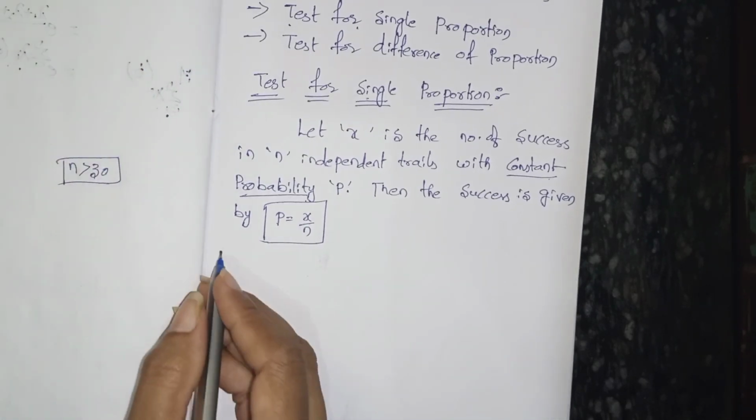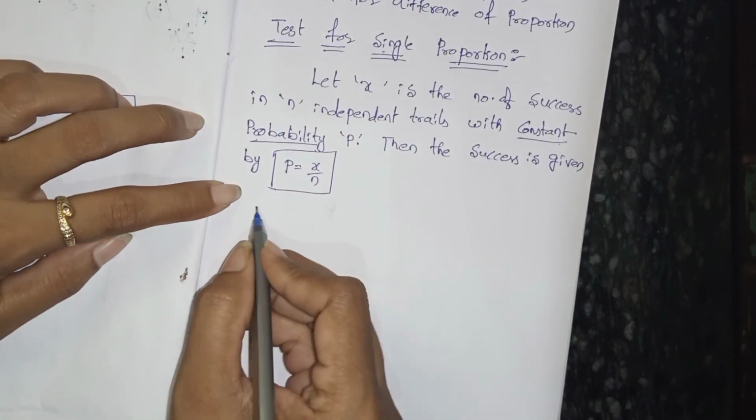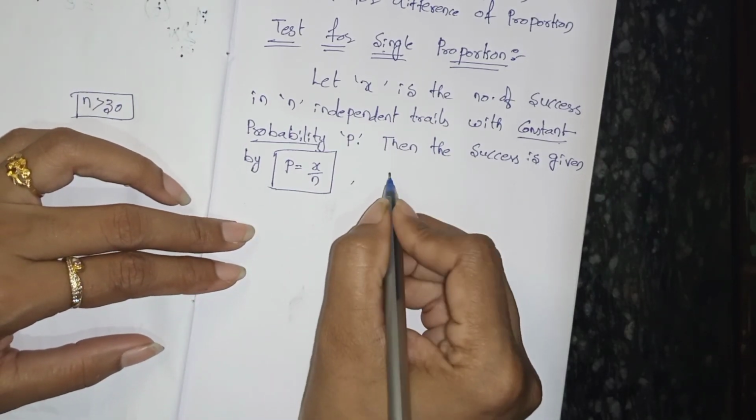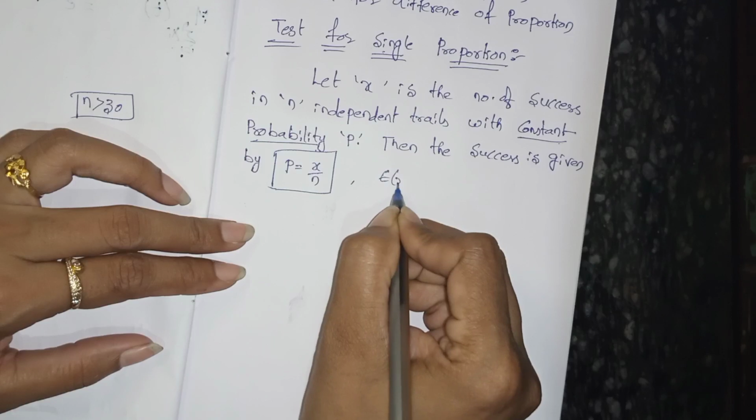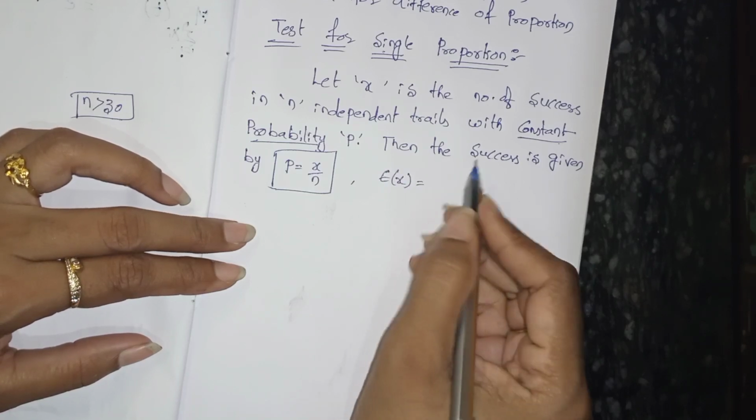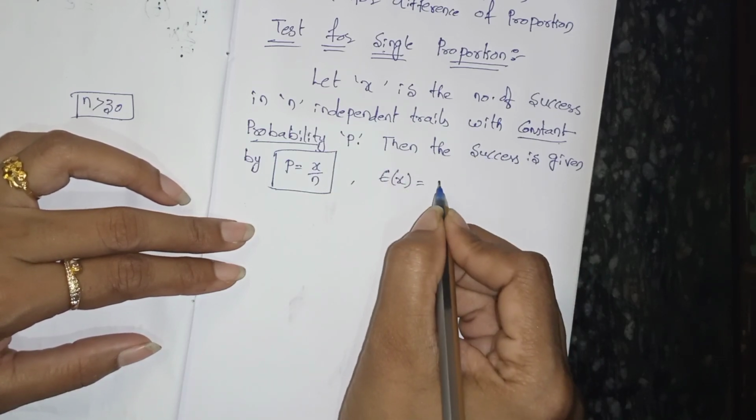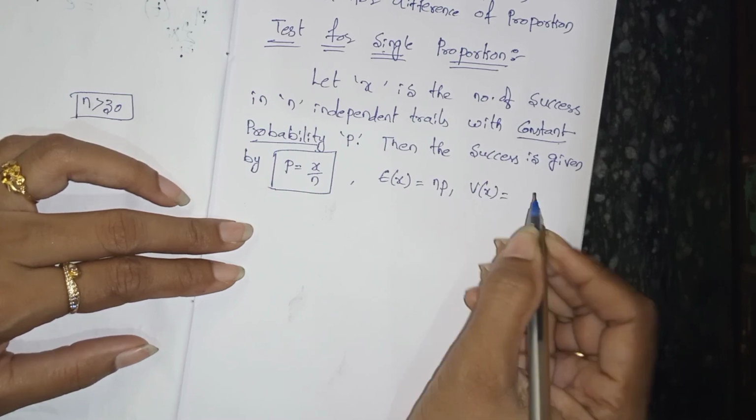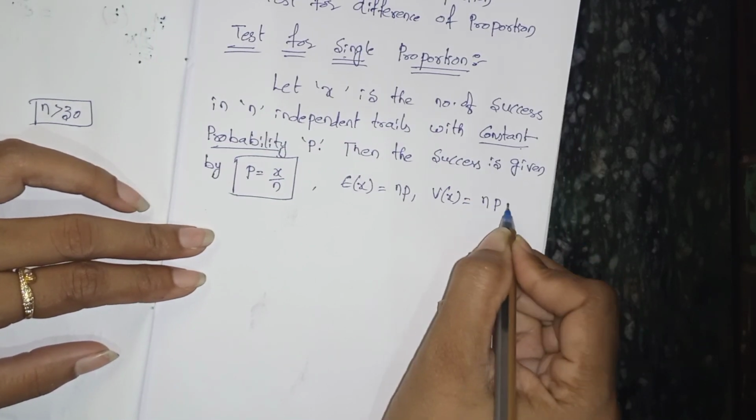First we are going to write the null hypothesis. Before that we have to know what the mean and variance are. Expectation of x is nothing but the mean. In binomial distribution the mean value is np, and V of x means variance, and the variance value is npq.